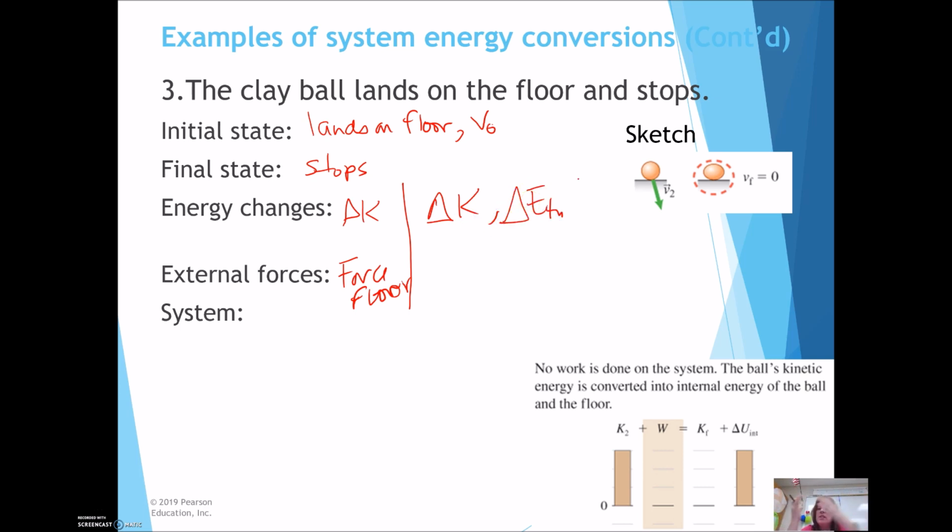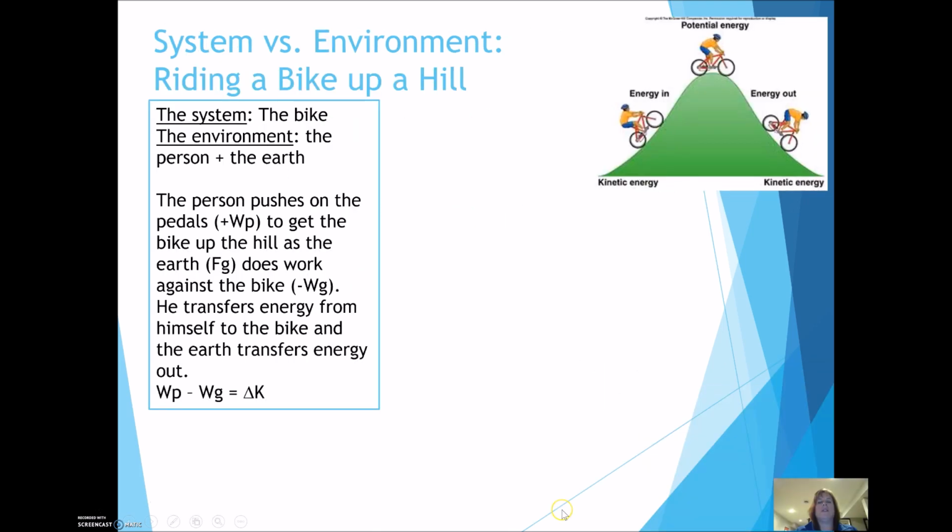When something stops, where does the kinetic energy go? Well, it goes into the molecular motion of the molecules inside the object. So in this case, the molecules inside the ball are vibrating, and that's generating thermal energy, some heat, which is going to flow out. So let's take one more look at the system and environment stuff.